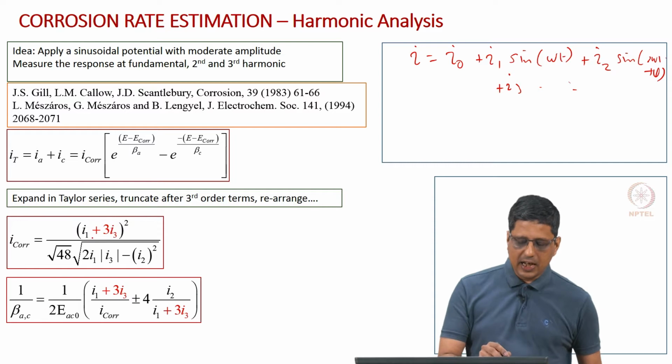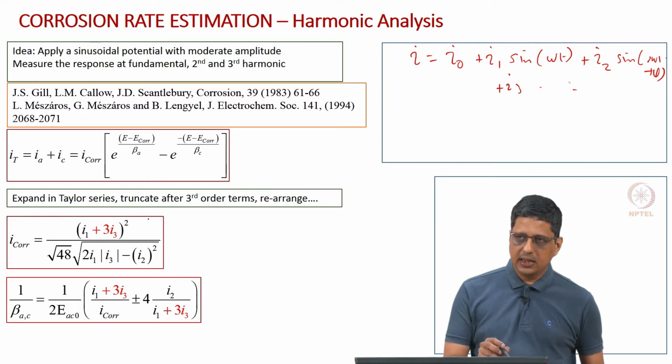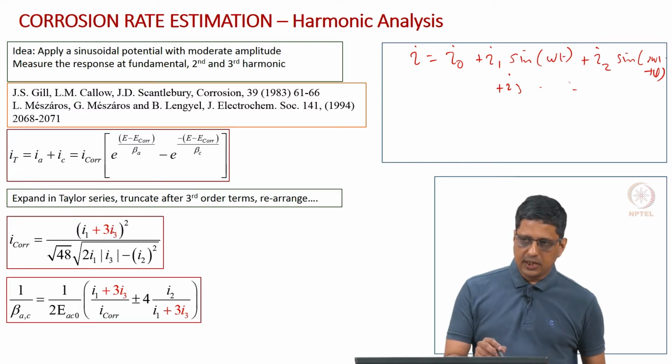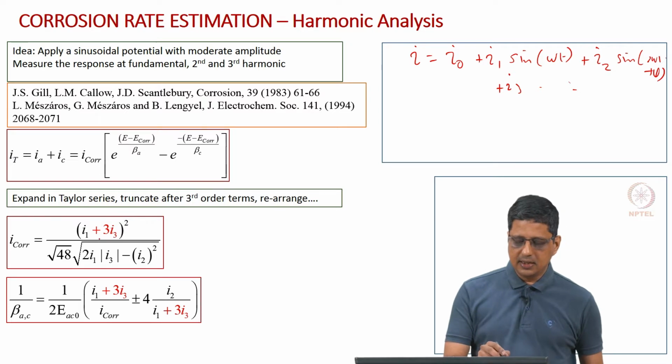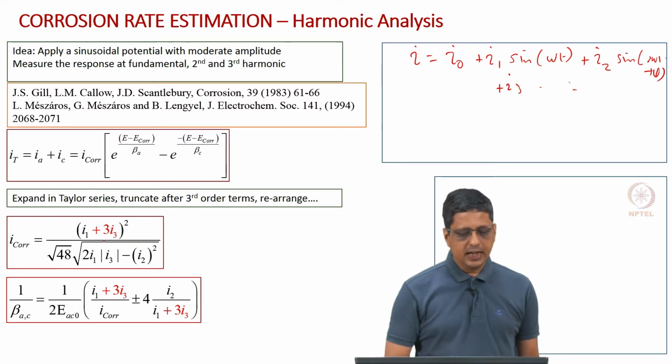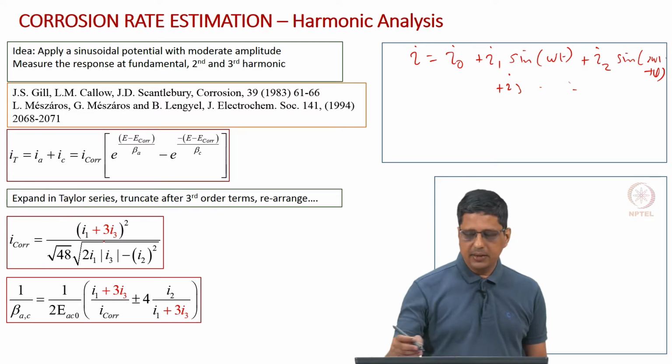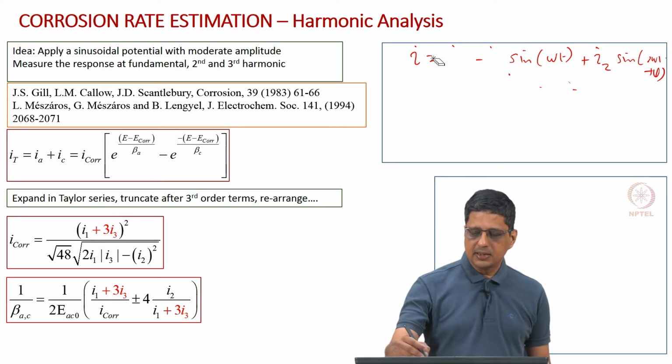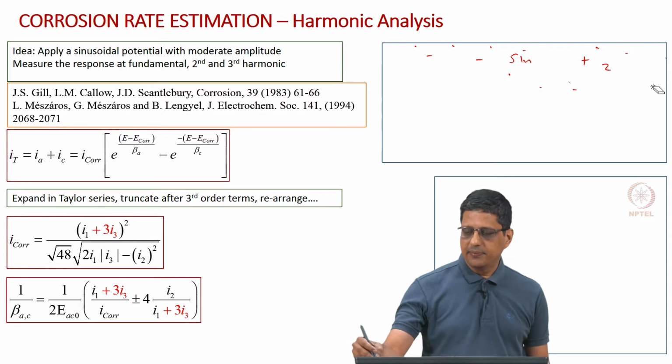Beta A and beta C can also be obtained from this. Originally it was given as I1 square, but later I think Dyad et al. showed that it has to be corrected, and there is a term 3I3 which has to be added to get the correct expression for the corrosion parameters I_corr, beta A and beta C.